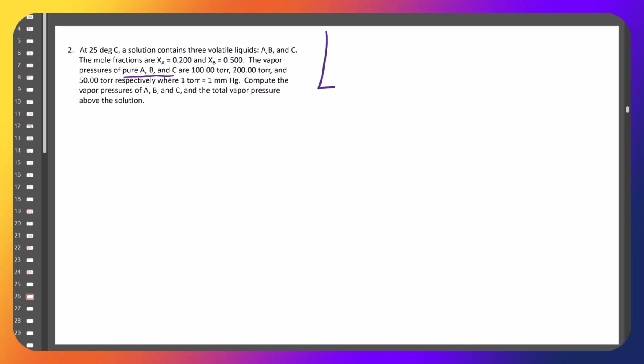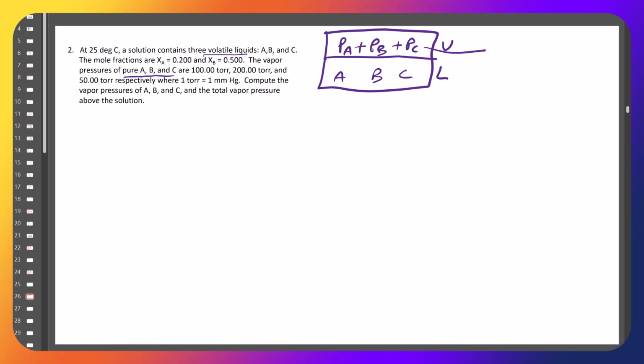So if we drew a diagram to represent this, this is the liquid phase, this is the vapor phase here. We have A, B, and C in the liquid phase. All three are volatile, so we have a pressure of A, a pressure of B, and the pressure of C, and that's equal to the total pressure. Okay. So what we're given here is the mole fraction of A is 0.2. The mole fraction of B is 0.5, and nothing for the mole fraction of C. We'll get it in just a second.